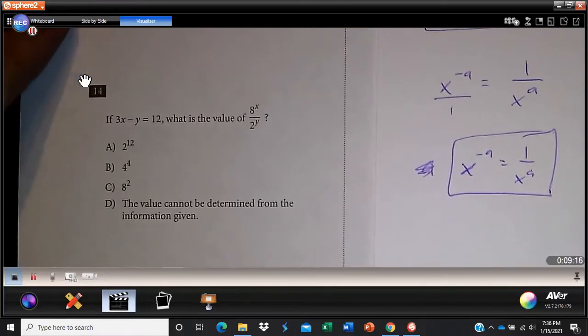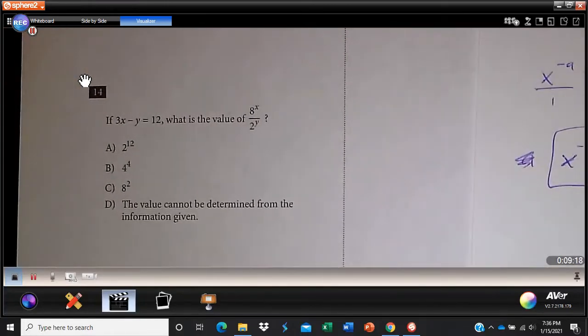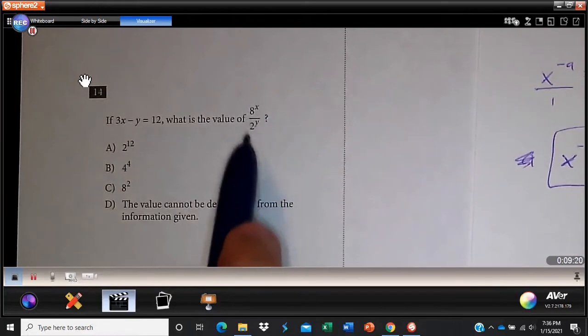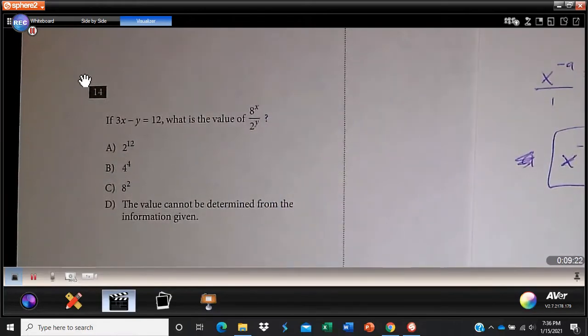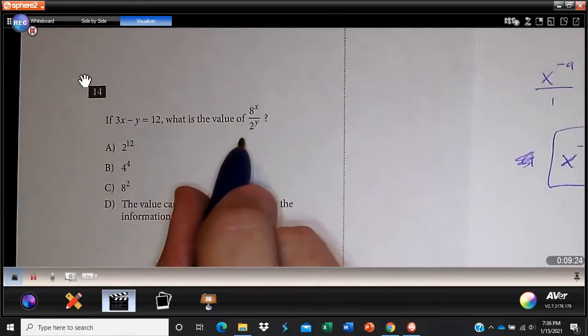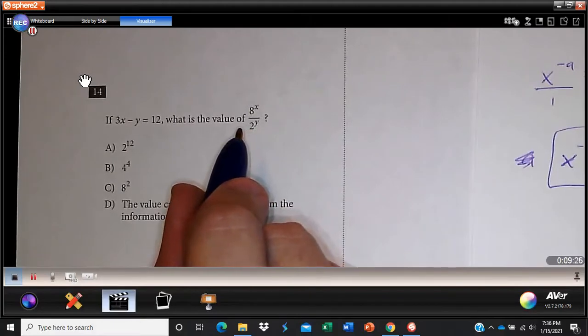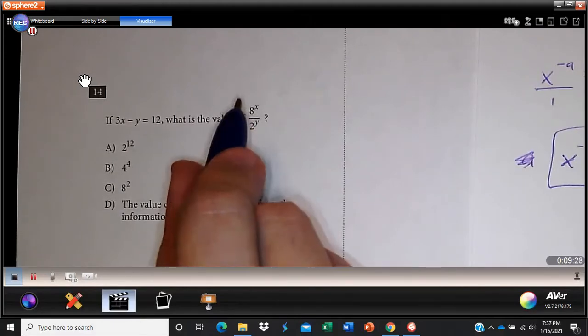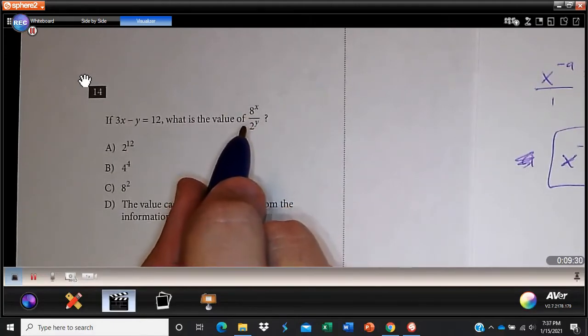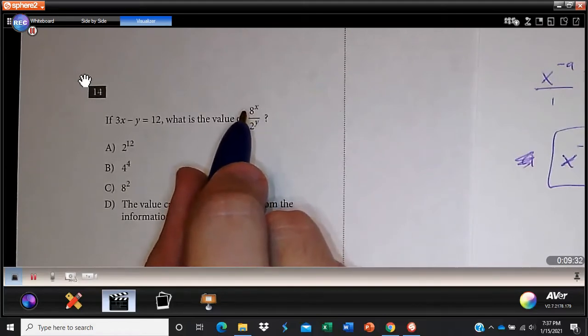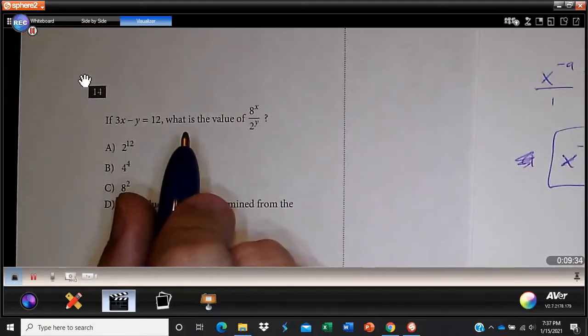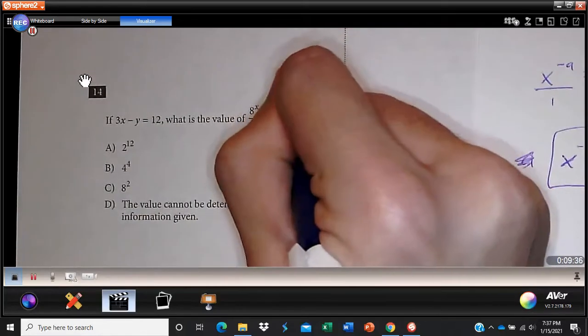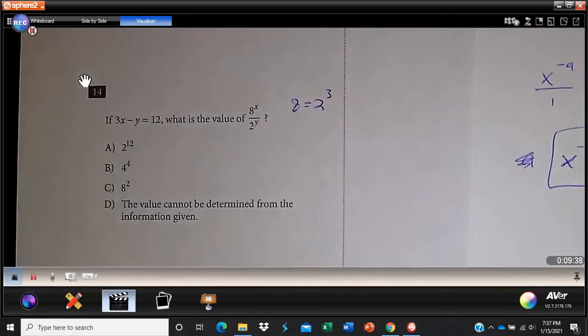So 14. The reason that we're doing exponential algebra is because there's a lot of exponents here. We're probably going to end up using it. So I notice firstly that these are not the same bases. We have an 8 and we have a 2. But I know that 8 is a cube of 2. So 8 is equal to 2 to the 3rd power.